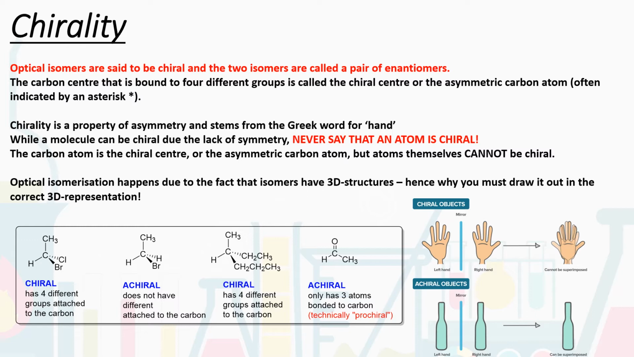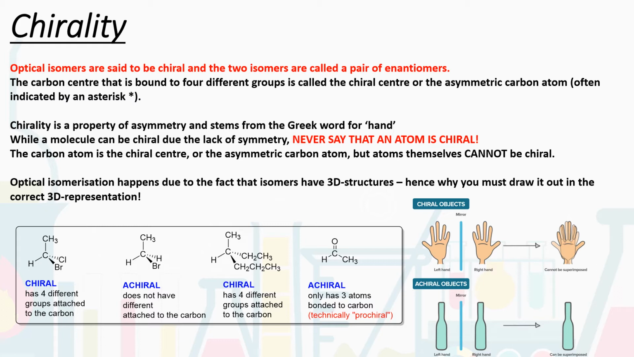The third one along is a chiral molecule again, because we have a methyl group attached, we have a hydrogen, and then we have two different alkyl groups. We have an ethyl group, CH2CH3, and a propyl group, CH2CH2CH3, attached. So we have four different groups, and therefore it is a chiral molecule, and that carbon is the asymmetric carbon. And then finally, we have an example of an aldehyde here. This is an achiral molecule because, as you can see, the carbon atom technically has only three different groups. It has an oxygen, a hydrogen, and a methyl group attached.